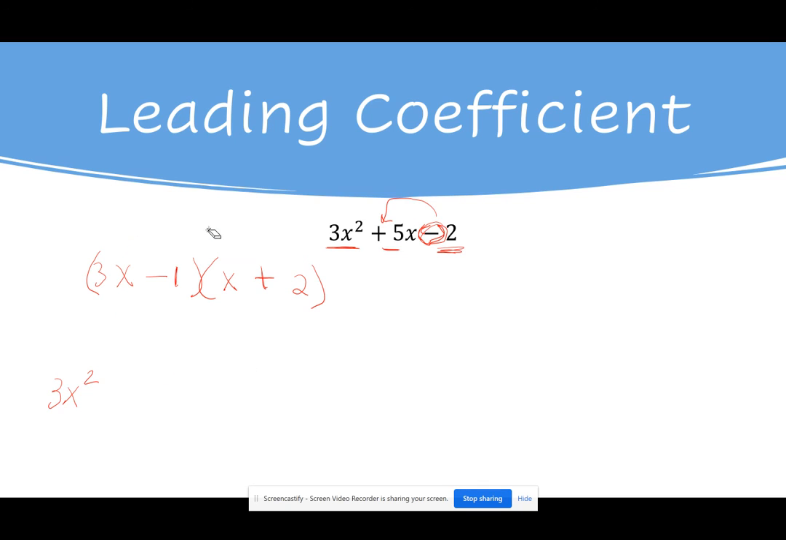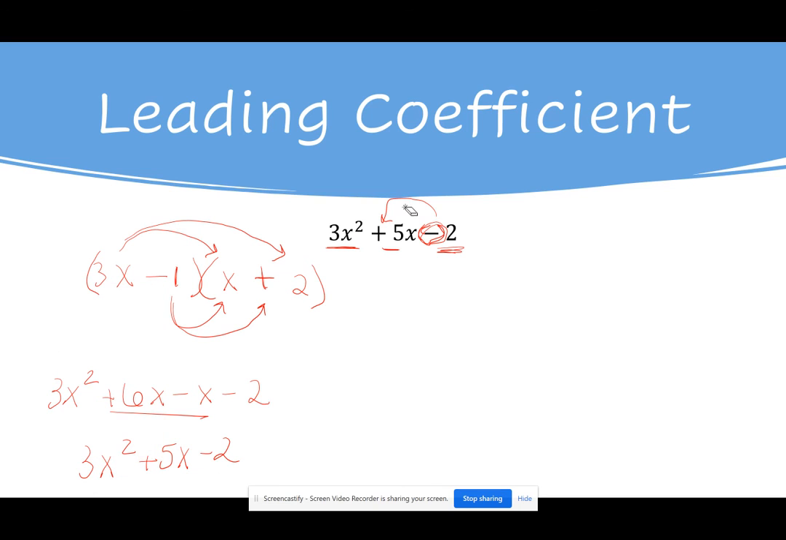You can always check your work by multiplying it back out. So do our 3x times x is that 3x squared. 3x times 2 is 6x. Negative 1 times x is negative x. And negative 1 times 2 is negative 2. Combine your like terms, and it is our original problem.